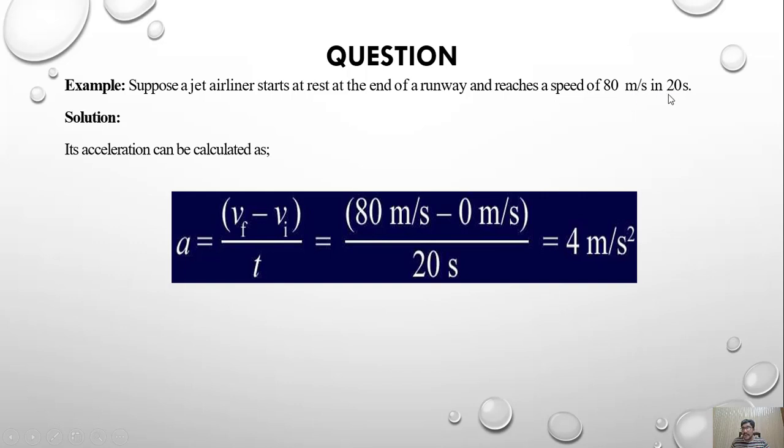In 20 seconds, time is given, and you can calculate the change in velocity: simply vf minus vi, or you can say v2 minus v1 as well. So vf was 80 meters per second minus the initial velocity, divided by time, so the answer is 4 meters per second squared. This is your acceleration. Hope it is clear to you.